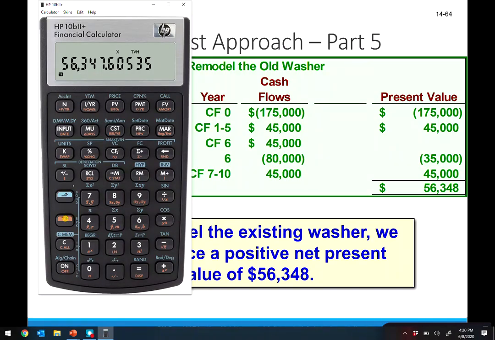We can also get our IRR, which is 17.58. So the initial investment is less, which is why even though the net present value is higher for the new washer compared to the old washer, the IRRs are very similar. And the reason for that is because of the initial investment being less for the old washer.